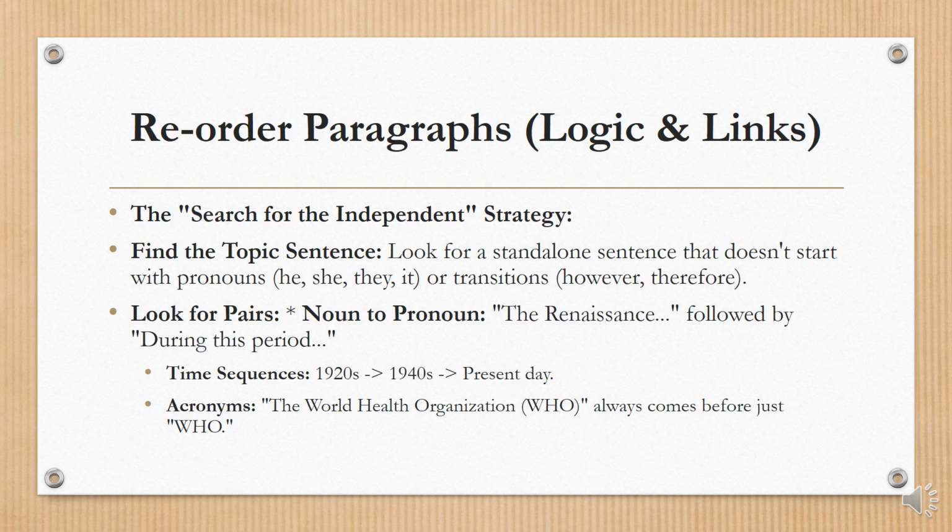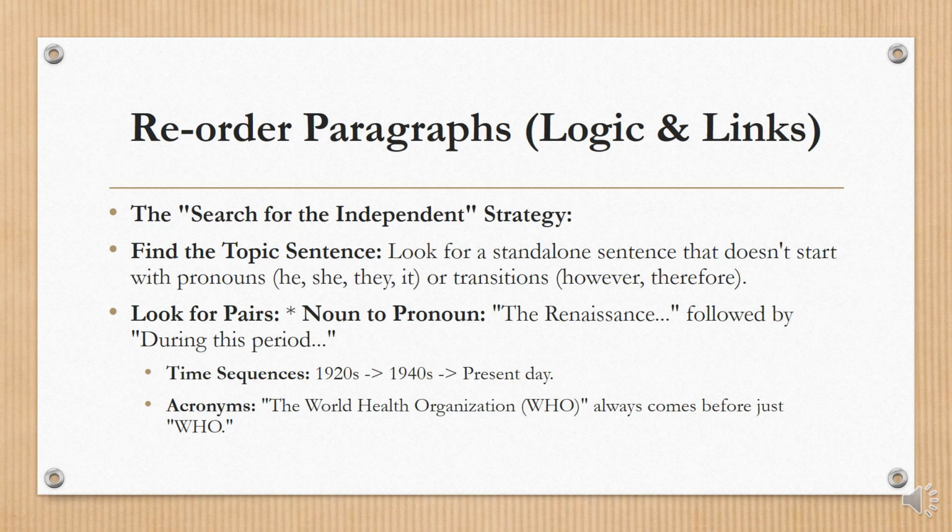For reorder paragraphs, you have to find the logic and links between two sentences and try to pair them. Search for an independent sentence that will be your first line, the start of the paragraph, and try to find the topic of the sentence. Look for standalone sentences that start with pronouns like she, he, they, it, or transition words such as however, therefore. By that, you can find the link and pair the sentences.